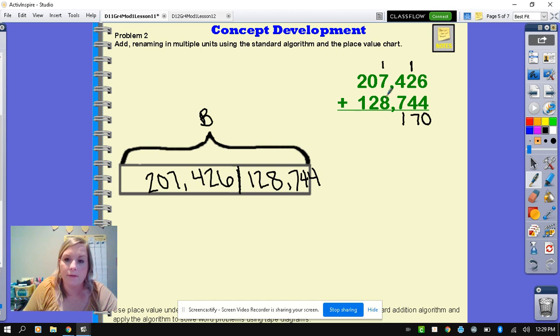7 plus 8 is 15, plus 1 is 16. So I can leave my 6, cache in my 1. 2 plus 0 is 2, plus 1 is 3. And 2 plus 1 is 3. My commas are here, so I'm going to line this up. And so my answer is 336,170. And that's what B is.